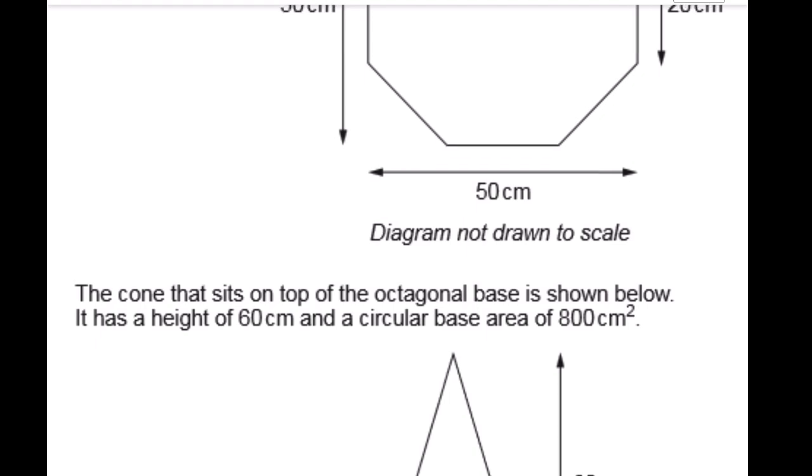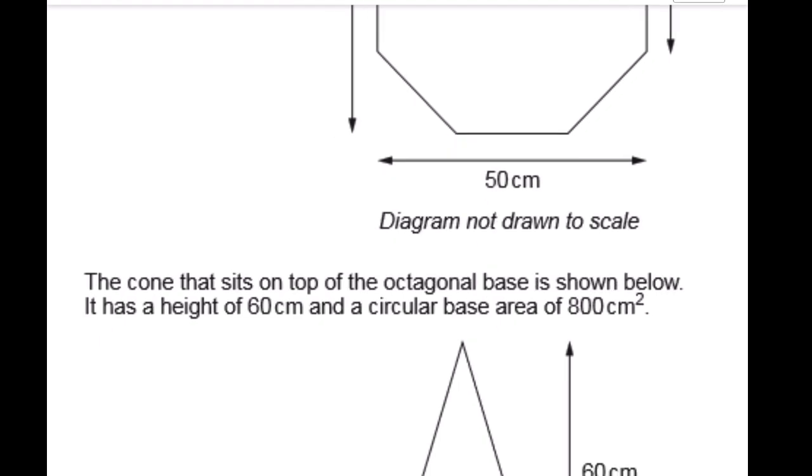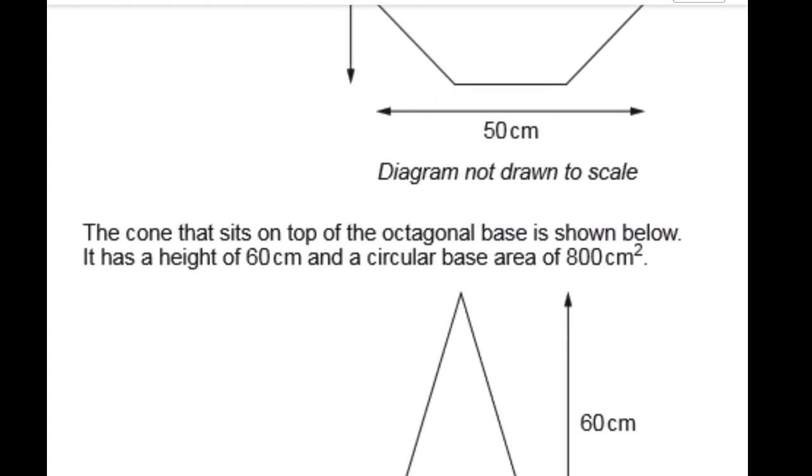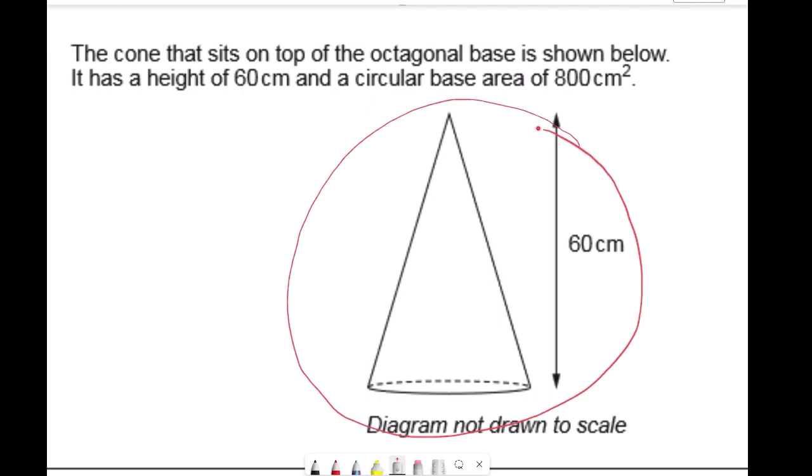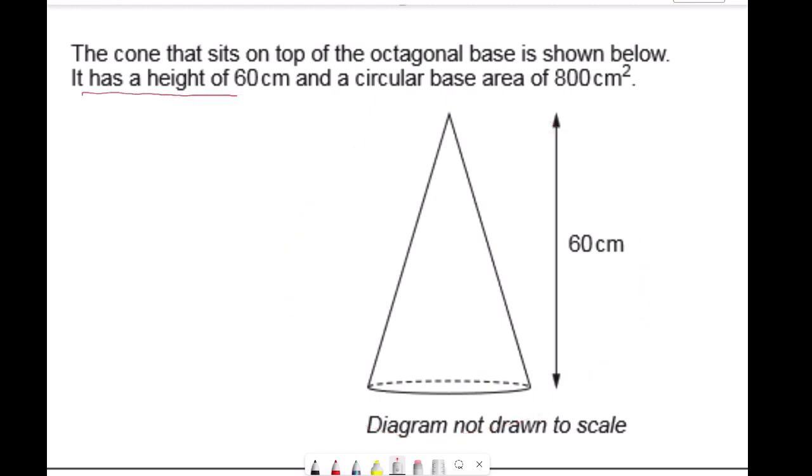If we continue reading here, the cone that sits on the top of the octagonal base is shown below. So here is the cone. This one is the cone here. And it tells you that it has a height of 60 centimeters, which is this one, and a base area of 800 centimeters squared.